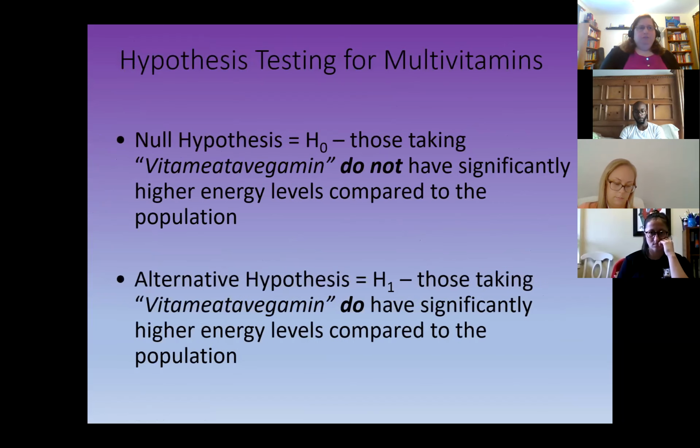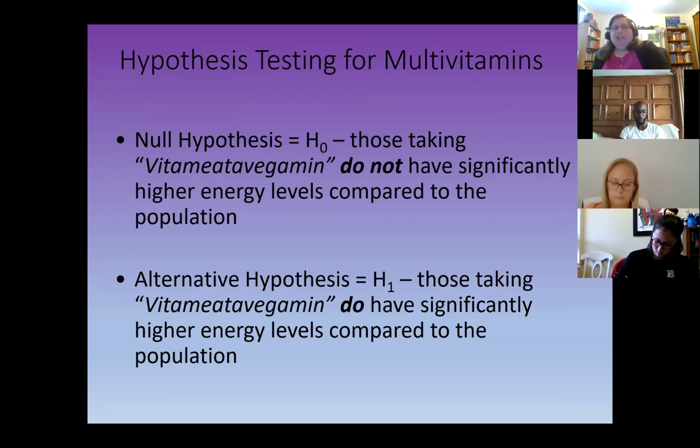So let me show you null and alternative for our vitamin D regimen. Let's start with the alternative. That's how I usually recommend people start. Start with the alternative and think through, what is the researcher hypothesis? What are we trying to show? In this case, we want to show that those taking vitamin A vegemin do have significantly higher energy levels compared to the population. Now the null, what I've written here is those taking vitamin A vegemin do not have significantly higher energy levels compared to the population.